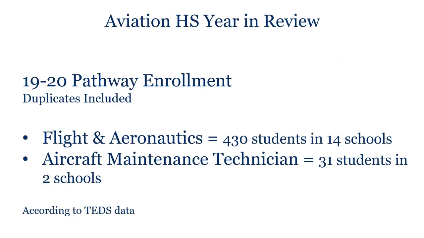So let's go through aviation as it existed this year. We had 14 schools that participated in flight and aeronautics as a pathway, almost 500 students in those 14 schools. We do now have 2 schools doing maintenance pathways, aircraft maintenance, which is exciting. This is in large part due to Bullitt County starting their program, partnering with JCTC, doing a lot of dual credit for those students, as well as one other school.